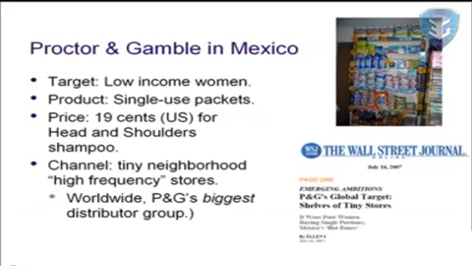With a target market of low-income women and a product of single-use packets, a price point of around 19 cents US, for example, for a single-use packet of Head & Shoulders shampoo, Procter & Gamble's channel are the tiny neighborhood high-frequency stores, which worldwide are Procter & Gamble's biggest distribution partners.